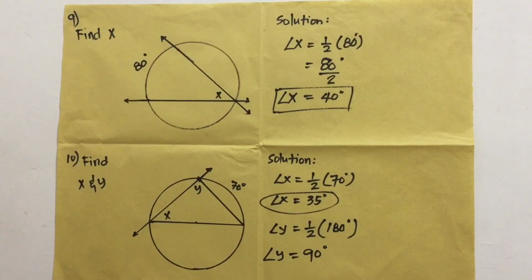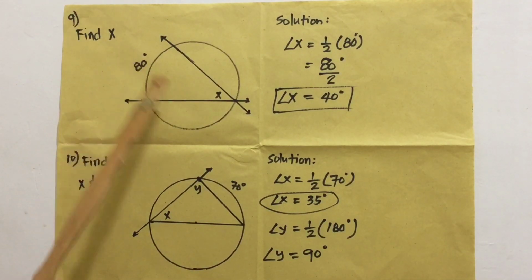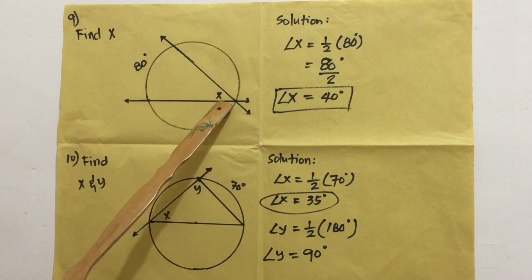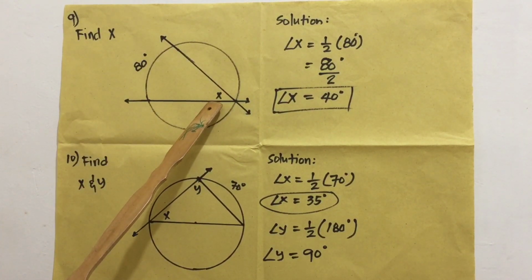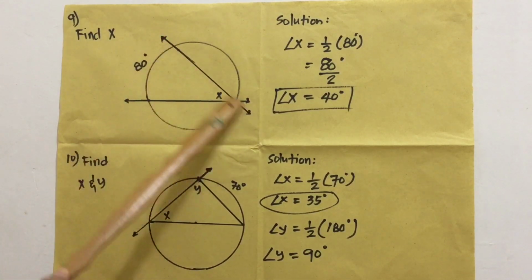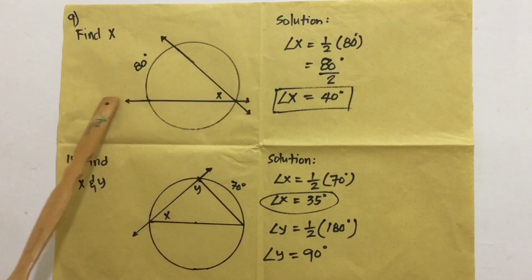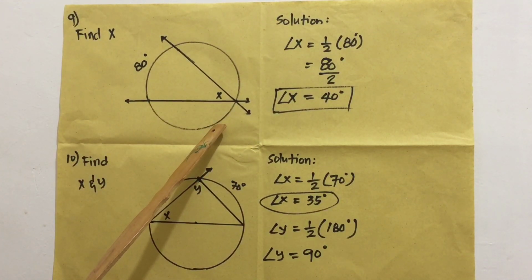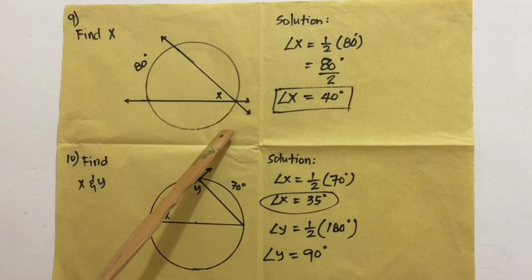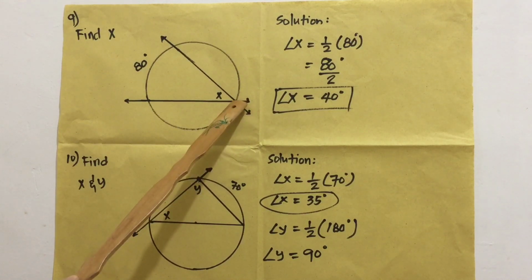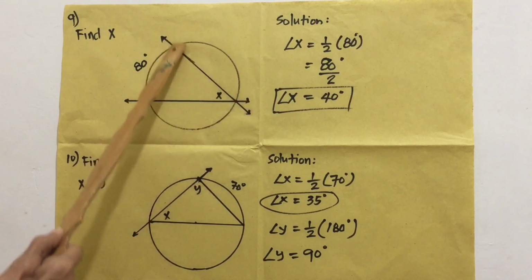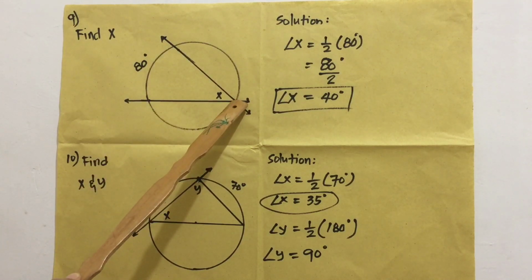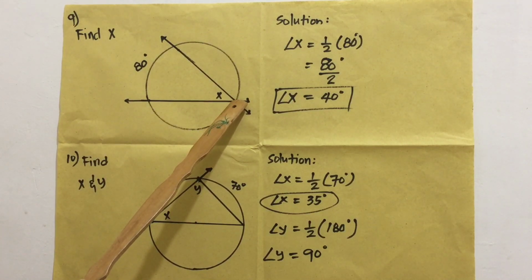Okay, number 9 problem. Find the X. So we have to look at the X here. It's an angle. So we're going to determine what angle is this. So the line here is called the secant, also the secant intersecting each other, and forming an angle on the circle. So therefore, the vertex of this angle is on the circle, so this is called an inscribed angle.